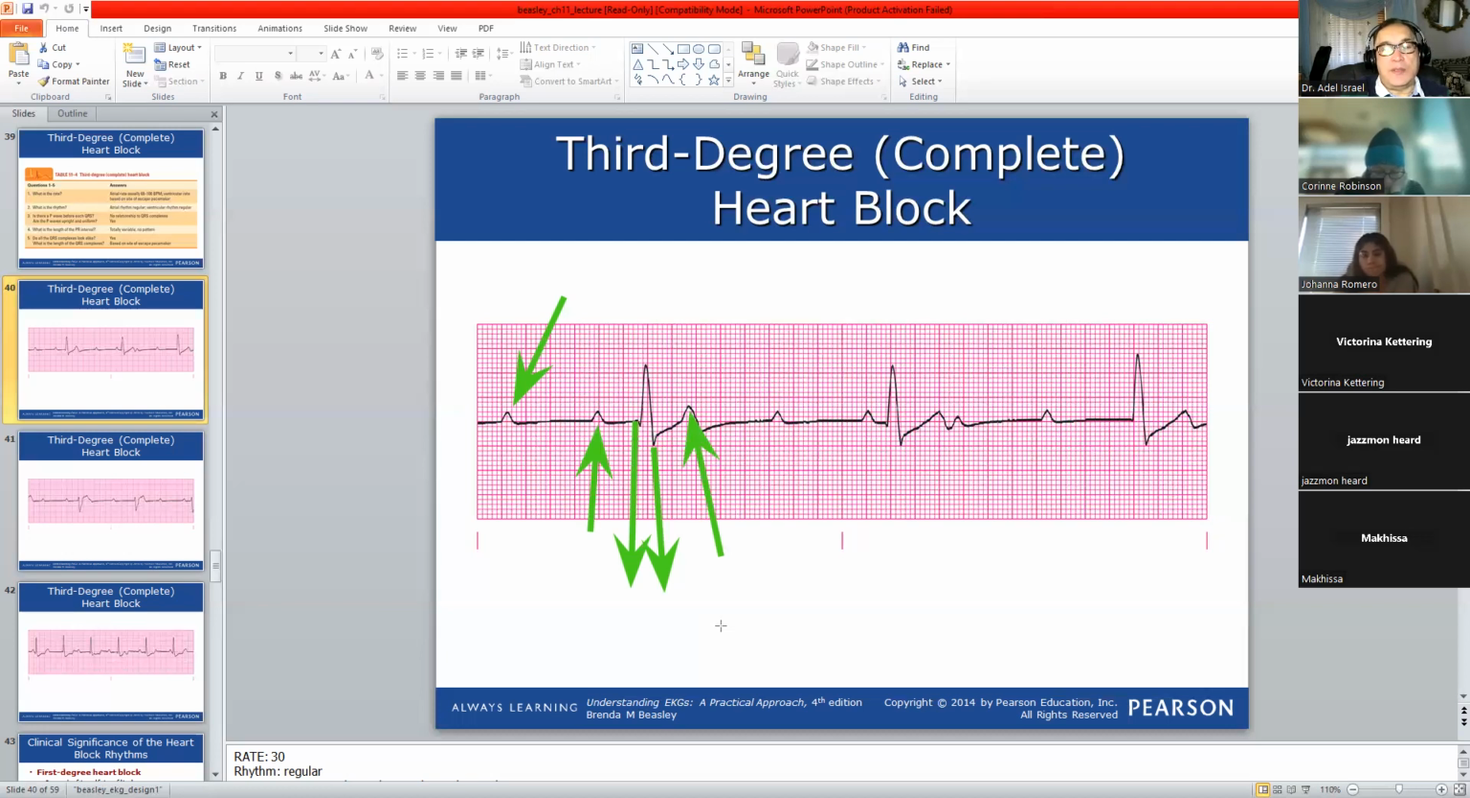This is a tricky question. Let us think together. Why can't I say that this is second degree, because we have some P's with 1 QRS, or I can say that this is 2 to 1. It is a tricky question. This is 2 to 1. You see, 2 P's and 1 QRS, 2 P's and 1 QRS, 2 P's and 1 QRS. So why don't we say that this is second degree heart block?